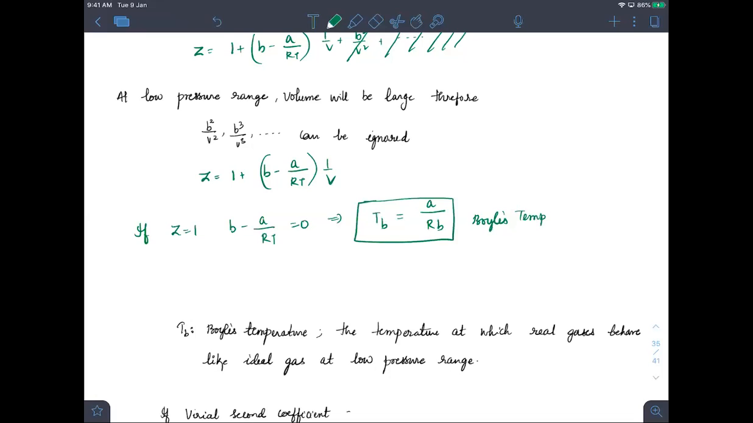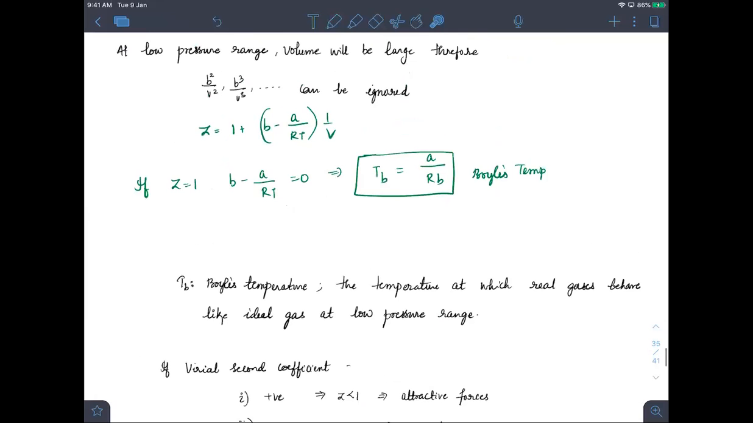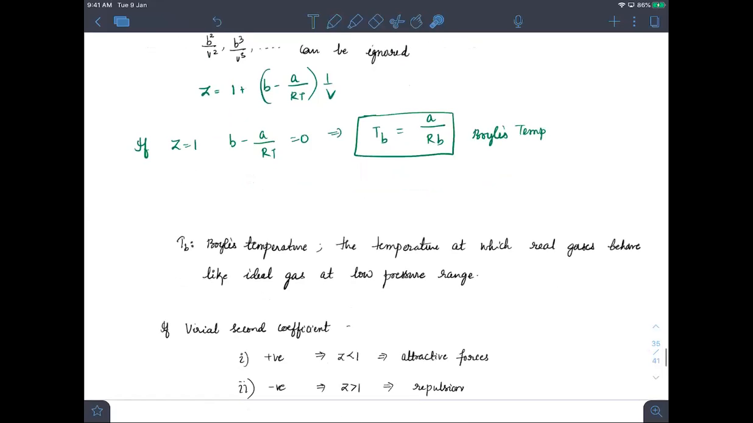So Boyle's temperature is that temperature where the real gas is behaving like an ideal gas, but it is limited to only low pressures. So at low pressures, we will see that. Now, from here, we got what is Boyle's temperature, and let us put the conditions around Boyle's temperature.